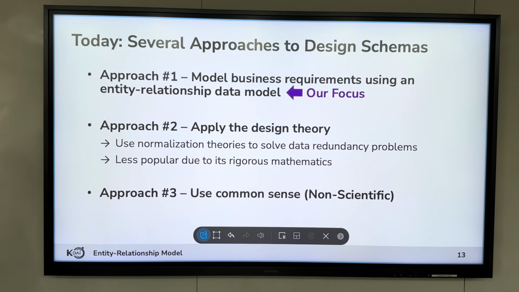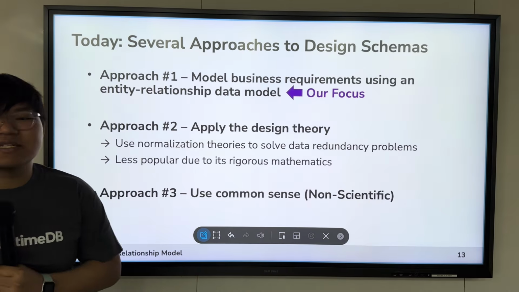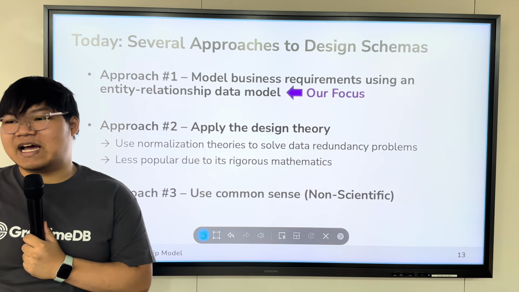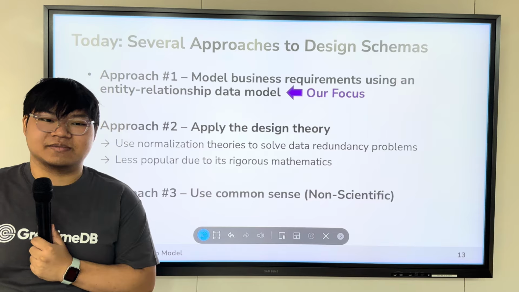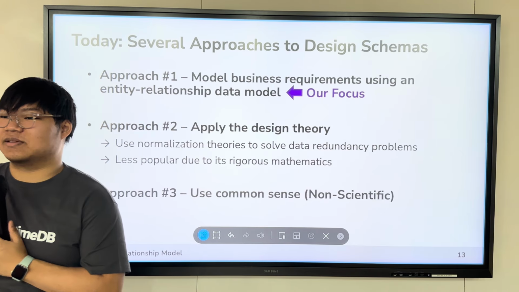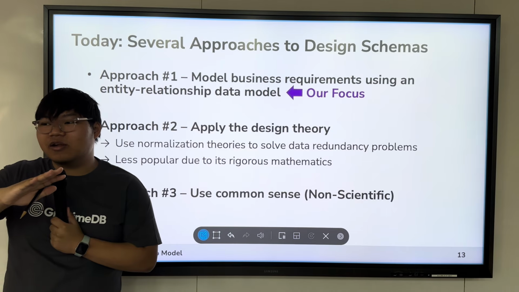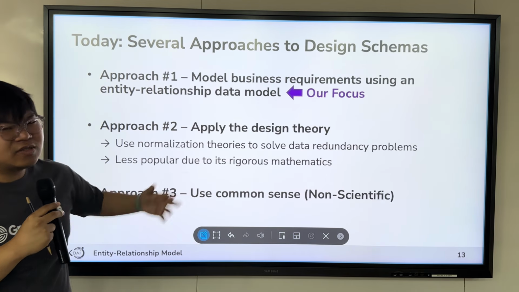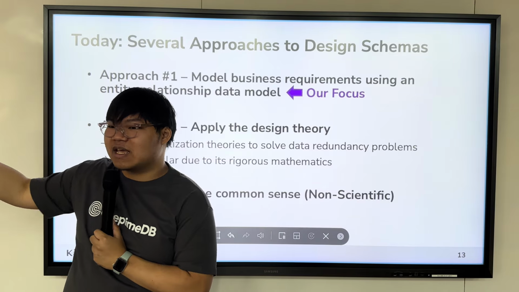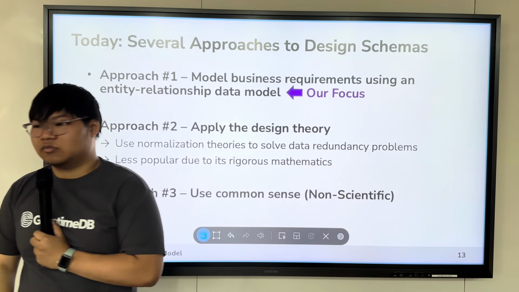The third way, use common sense. If you are experienced enough, you design tons of database schema, you will have some common sense. You will see commonalities, and you don't need to use the first approach. You just need to, okay, based on this requirement, you need to have this table, this table, this table.